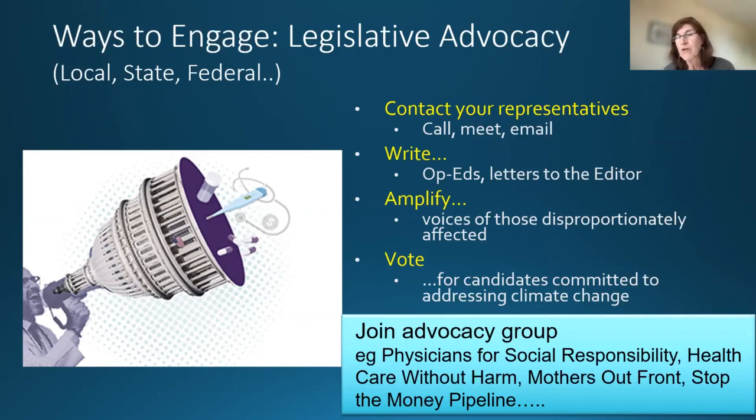And voting has been mentioned. We also want to vote for candidates who are committed to addressing climate change. Just want to mention it can be very helpful to join an advocacy group. I gave some examples here. They can be local grassroots groups, medical groups, international groups, but besides just connecting you with like-minded individuals, they can actually make it very easy for you to weigh in on policies. So that can range from the local level to really what we should be contacting our senators and our Congress people about.